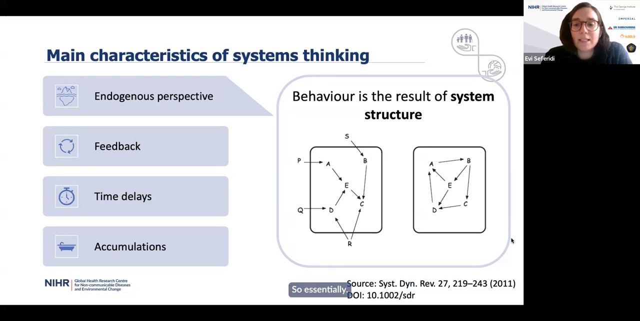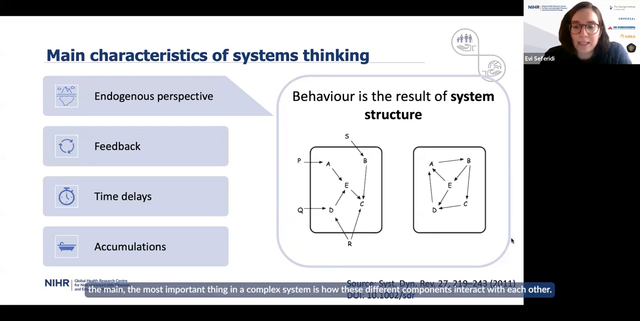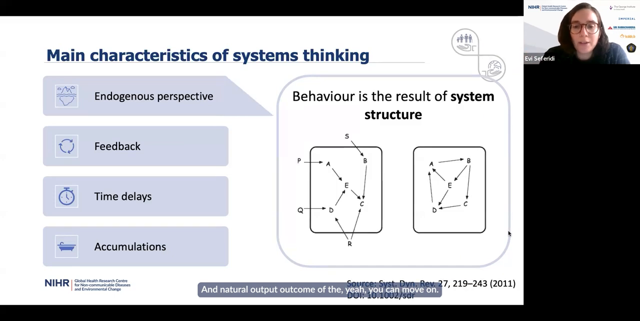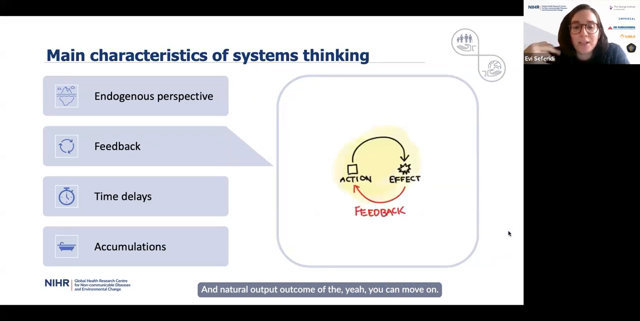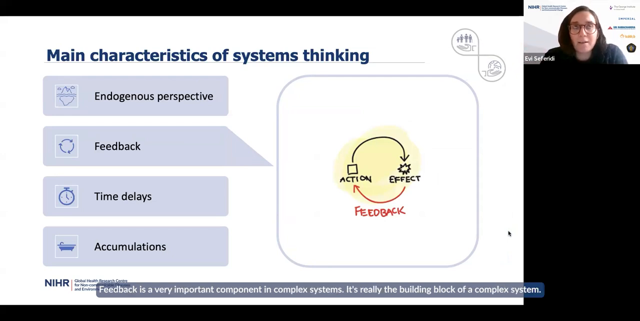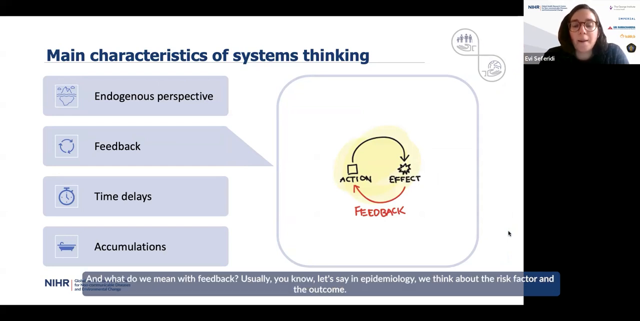So essentially, the most important thing in a complex system is how these different components interact with each other. And a natural outcome of this kind of interaction is that we have feedback. Feedback is a very important component in complex systems. It's really the building block of a complex system.